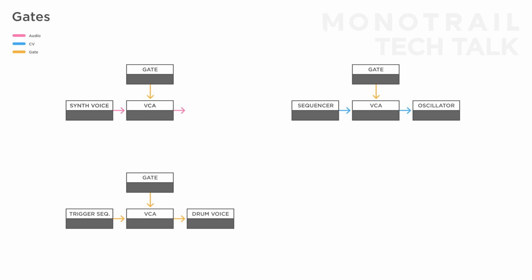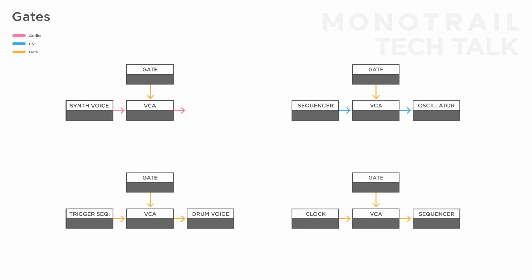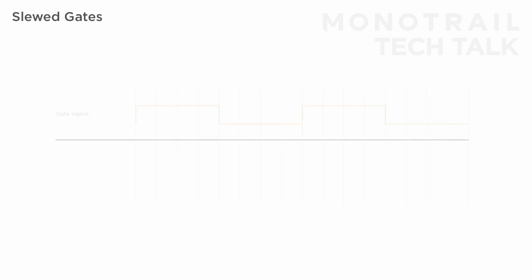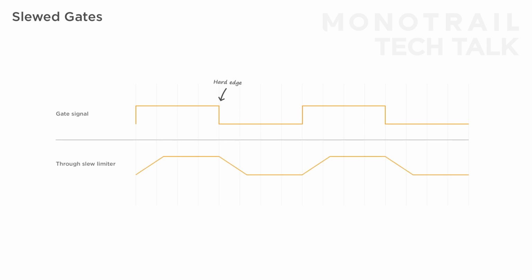Or open a VCA to allow a trigger pattern to go through to a percussive module, effectively starting a drum sequence. You can use the same trick to allow a clock signal to start and stop a sequencer, like the Korg SQ-1. If a hard gate has, well, two hard edges, you can use a sustained envelope or slew limiter to create gates with slowly rising and falling edges.